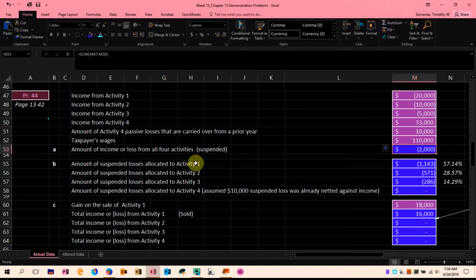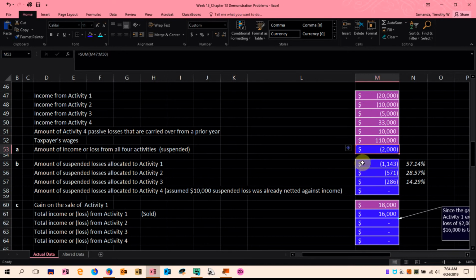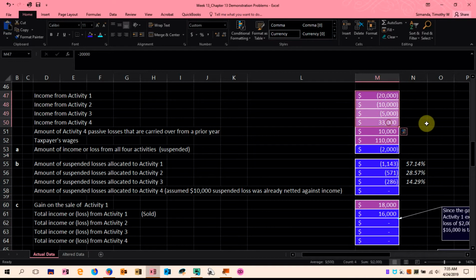Okay, so the next calculation is how are the suspended losses allocated? And this is what I wanted to demonstrate. So this is just an apportionment or an allocation of the losses, the $2,000 total, allocated between the activities, because we know we had a total $2,000 loss after netting all of the income and losses from activities 1 through 4. So I needed to calculate a percentage, and I did that by taking, for example, for activity 1, the loss from activity 1 of 20,000, and then I just divided that by the total amount of the losses. So it'd be 20,000 plus 10 plus 5,000 in the denominator.